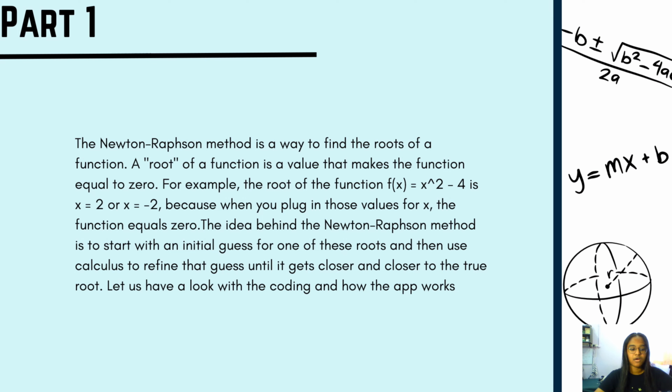The Newton-Raphson method, also known as Newton's method, is a root-finding algorithm which produces successively better approximations to the root of a real-valued function. For example, the roots of the function f(x) = x^2 - 4 are x = 2 or x = -2, because when you plug in those values of x, the function equals 0. The idea behind the Newton-Raphson method is to start with an initial guess for one of these roots and use calculus to refine that guess until it gets closer and closer to the true root.